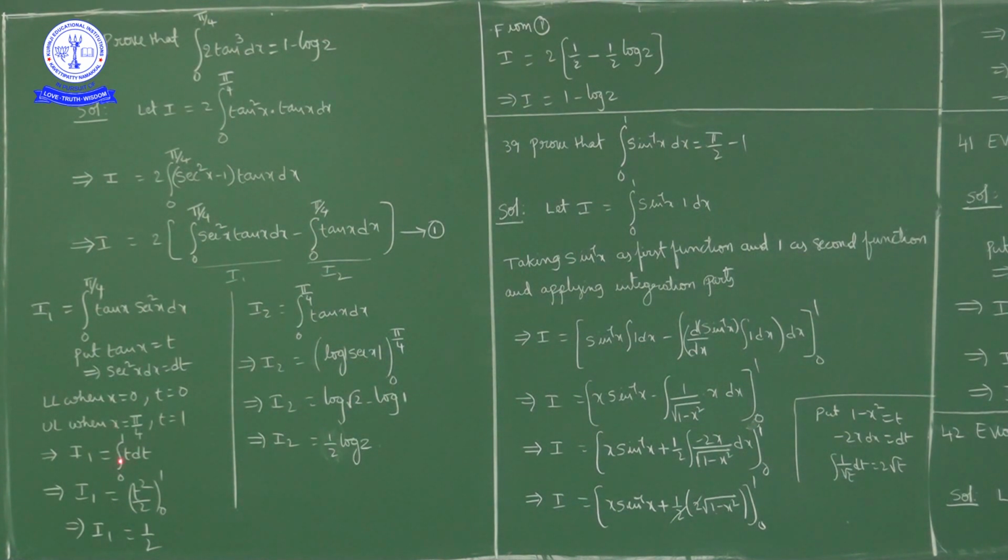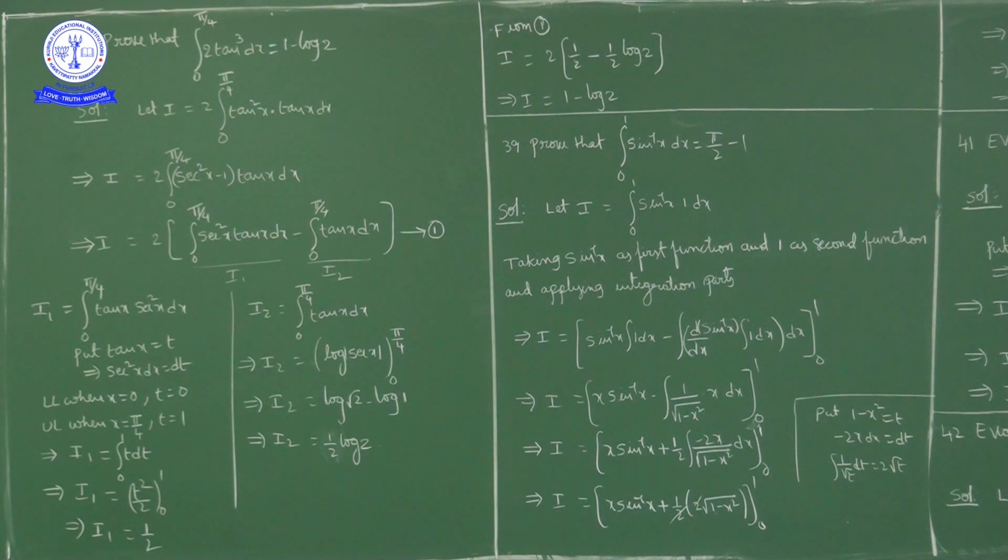So I1 is equal to integral 0 to 1 t dt. Integration of t is t square by 2, lower limit 0, upper limit 1. By substituting the upper limit in place of t, 1 by 2 minus 0, that is 1 by 2. So I1 is equal to what? 1 by 2. What is I2? I2 is integral 0 to pi by 4 tan x dx.